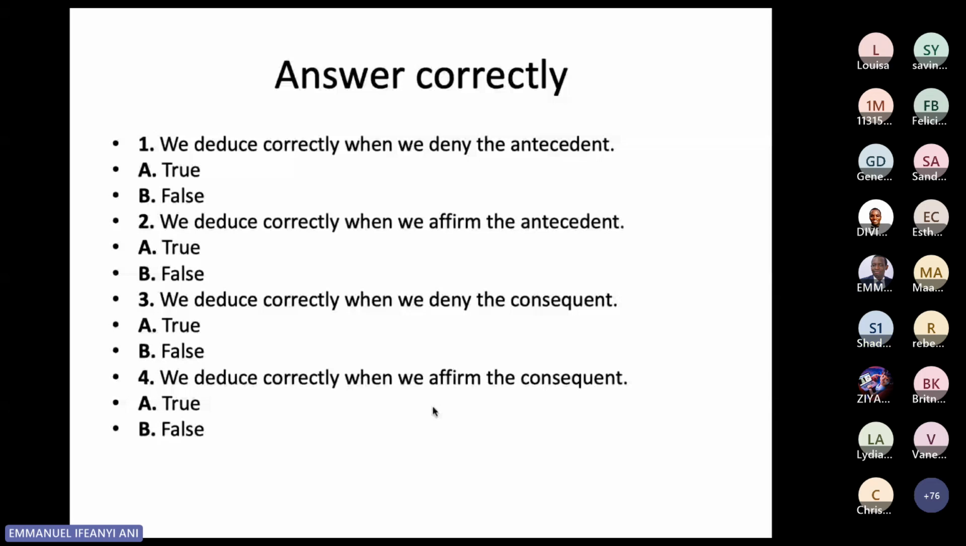False. We use affirm the antecedent. That should be true, because affirming the antecedent leads to a valid conclusion.